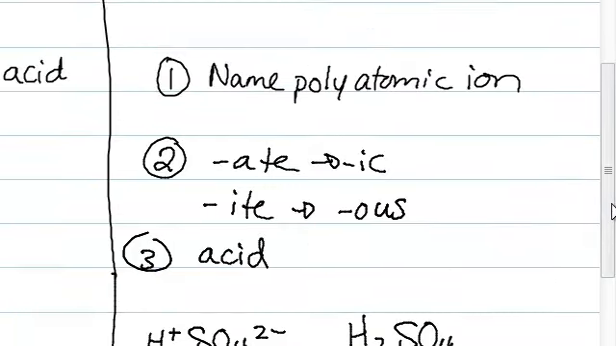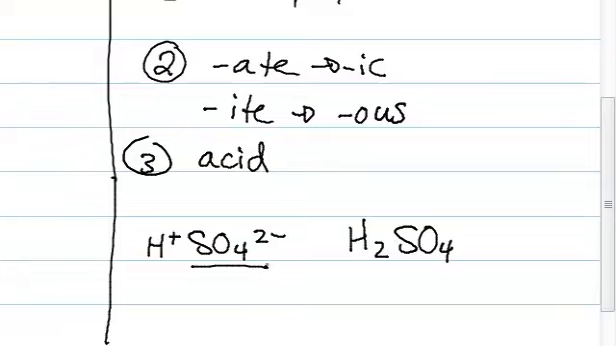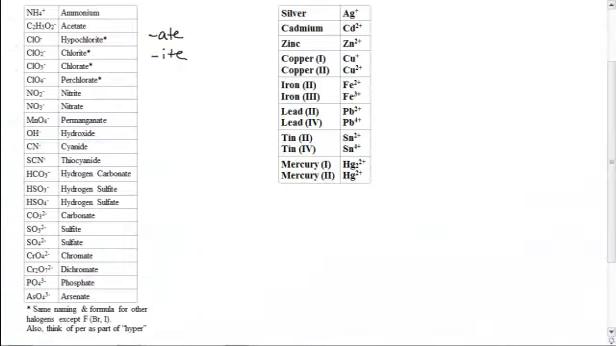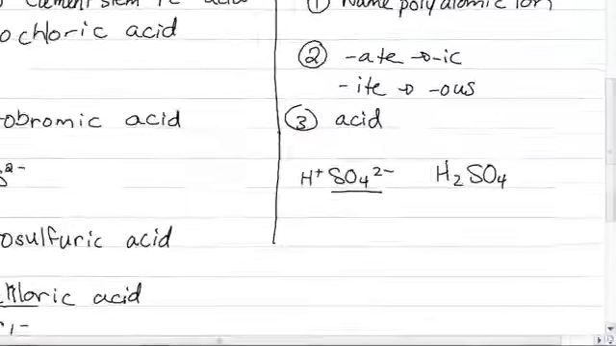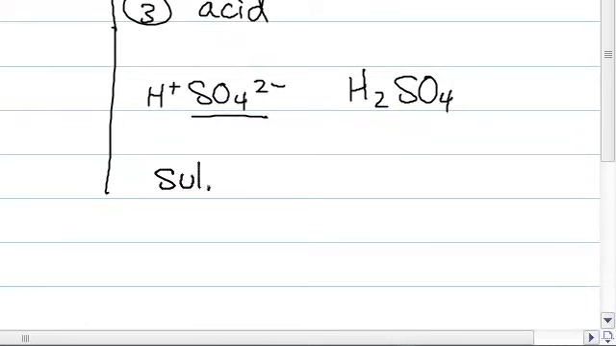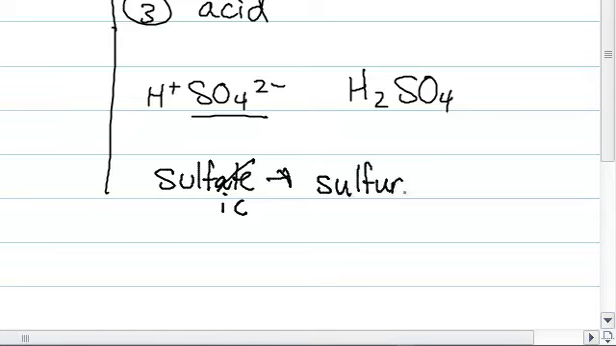So to name that, we have to look up what is SO4 2-. SO4 2- is sulfate. So we write sulfate. Again, sulfur is a weird one. Instead of just getting rid of the ate ending and adding ic, we use the whole word sulfur. So we go sulfur. Since it's ate, it becomes ic, and add acid. So we get sulfuric acid.